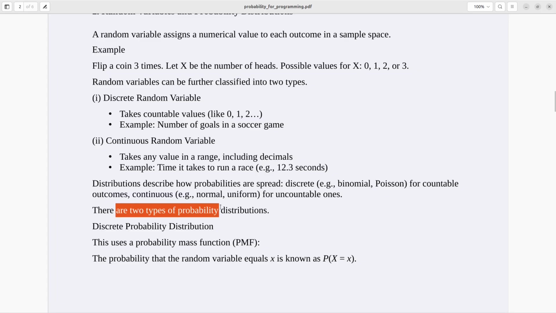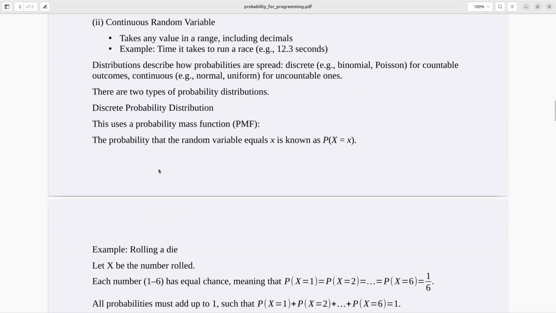So let us see here. There are 2 types of probability distributions. The discrete one here uses a probability mass function, PMF. So we can make a PMF to describe the discrete probability distribution, okay? The probability that the random variable equals x is known as P(X = x), okay? So this is the capital X and this is the small letter x. So this is the random variable and this x is really a particular value of the random variable, okay?